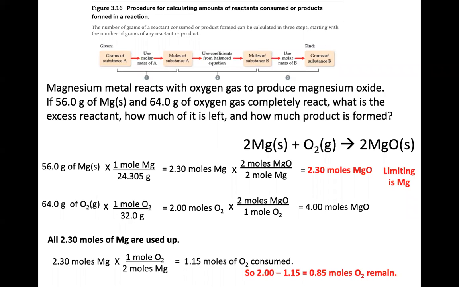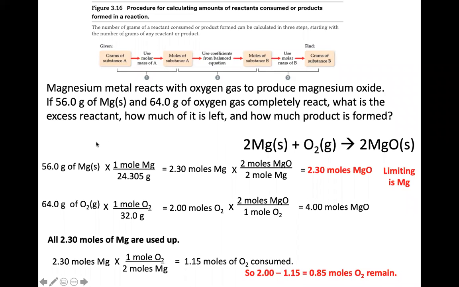How much of the O2 was used up? Well, I could go back and find out within this one. I formed 2.30 moles of magnesium. By using the coefficients, I could figure out how much of the O2 was consumed, and I can compare that with how much I started with.